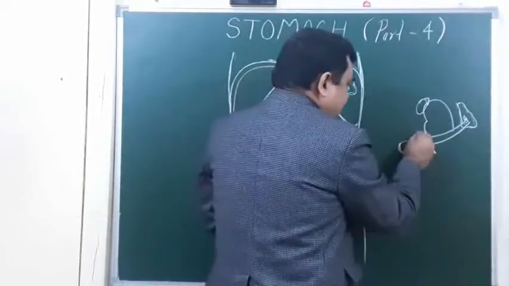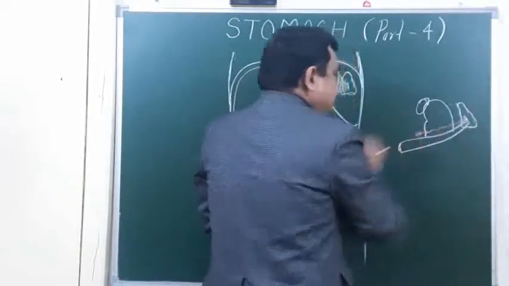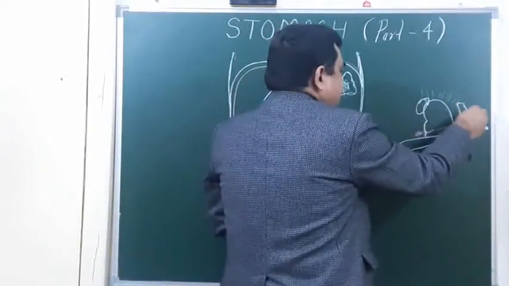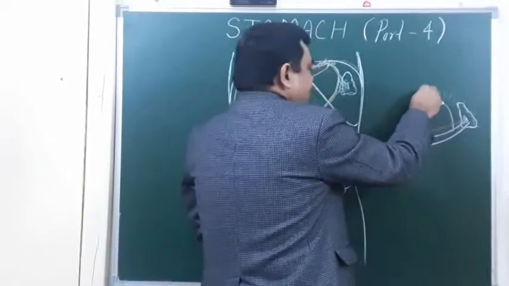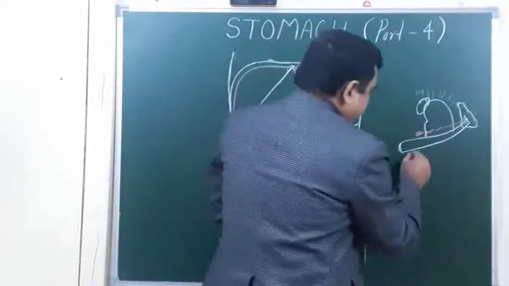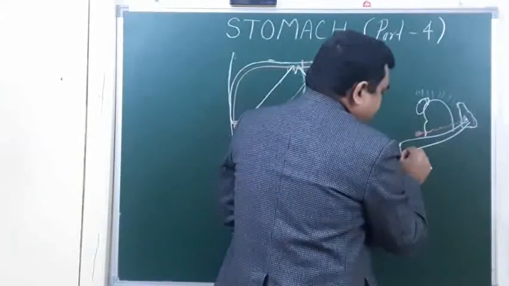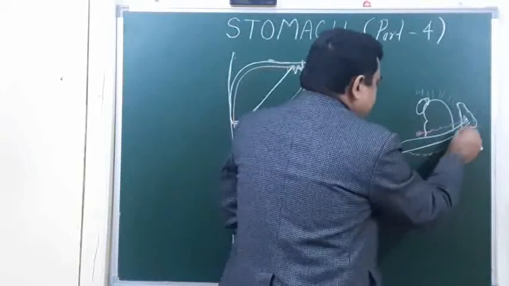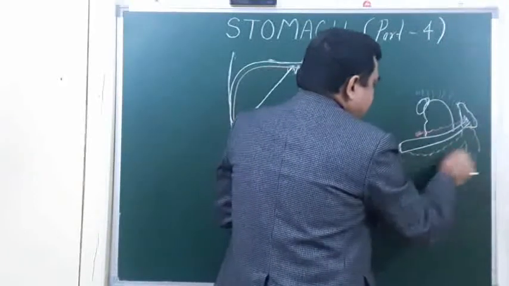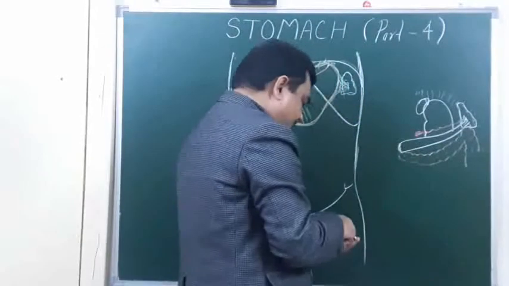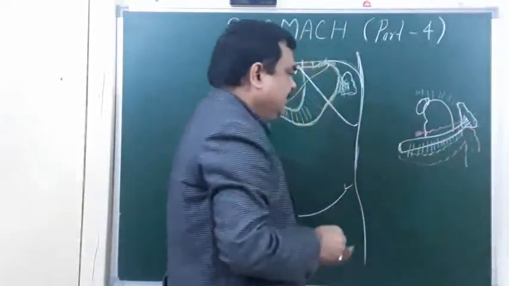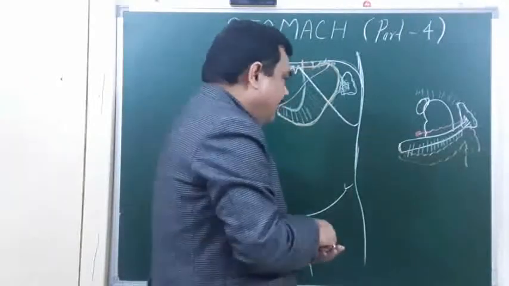And here is an artery. This is the splenic artery. And here lies the diaphragm. Here is the position of the transverse colon. This is the transverse colon, and here is the position of the transverse mesocolon. So all these structures form the stomach bed.